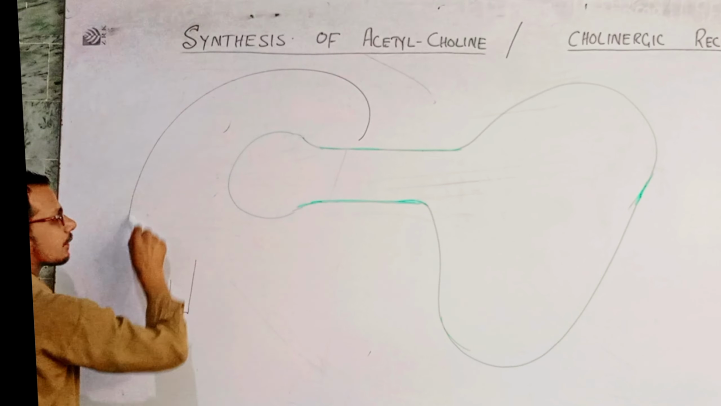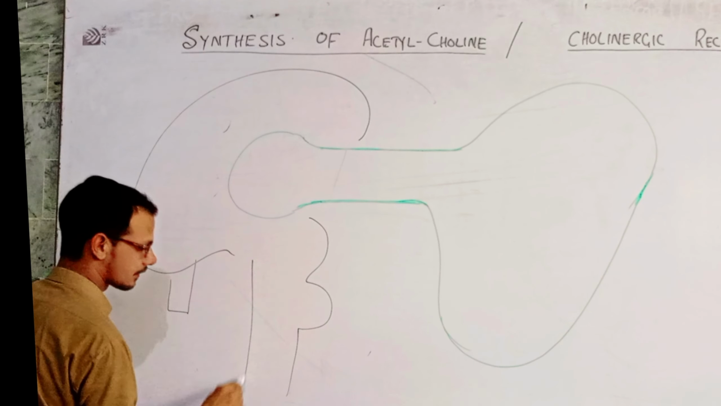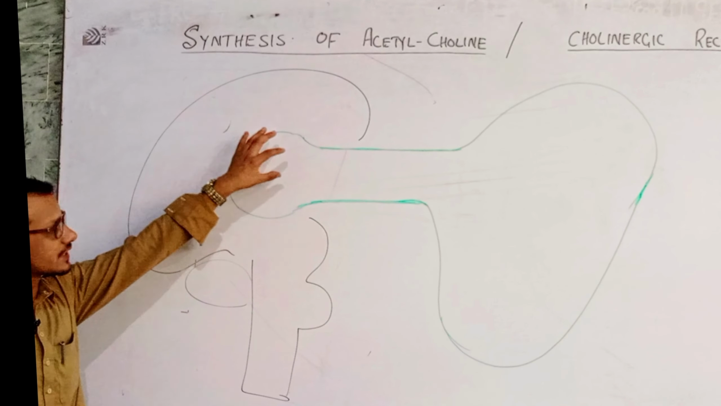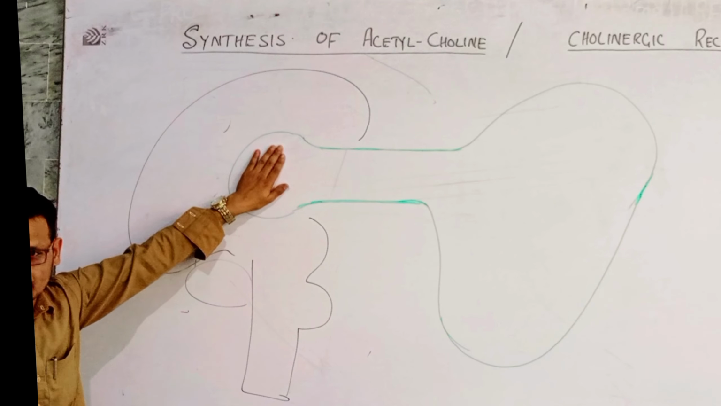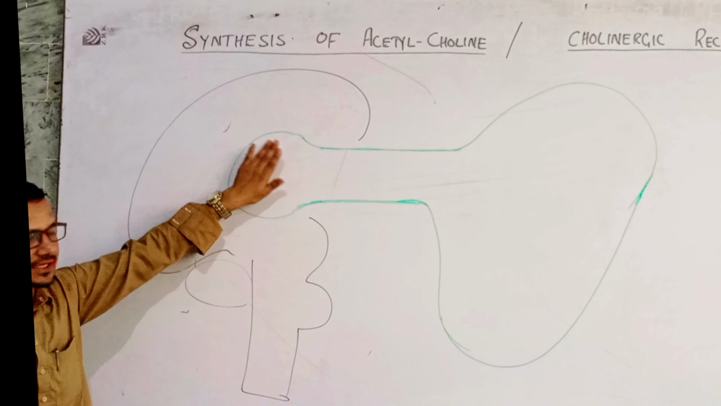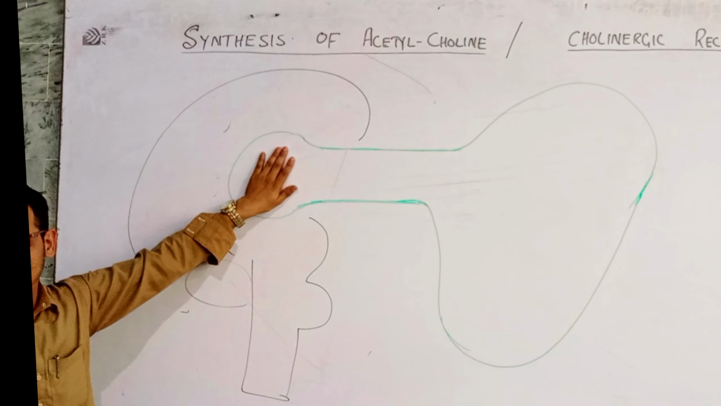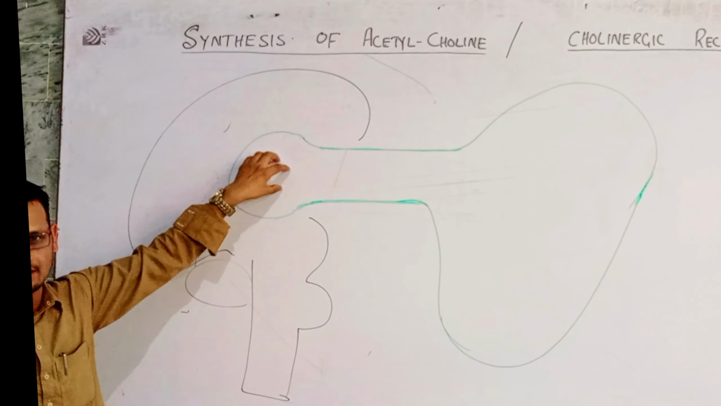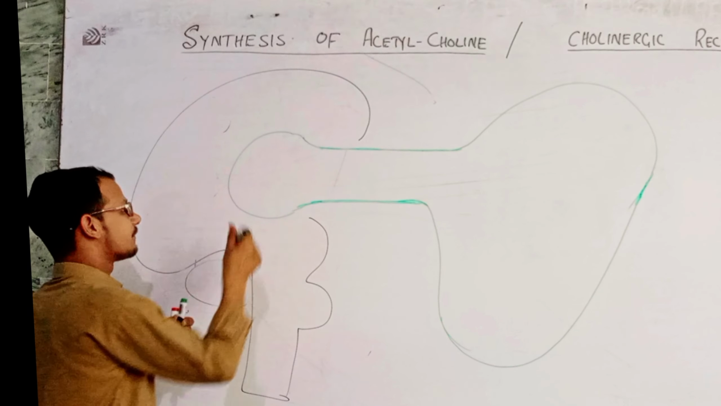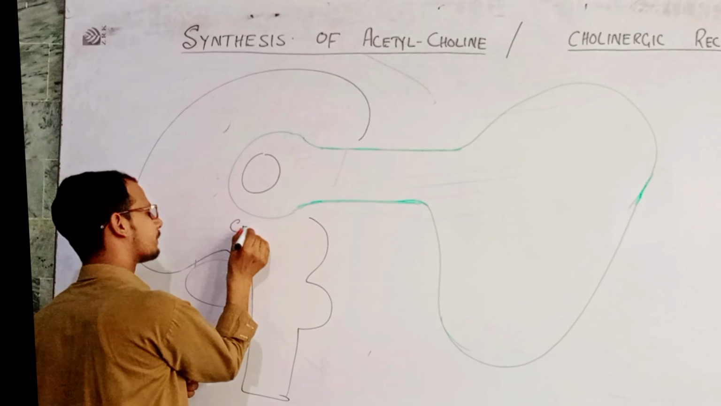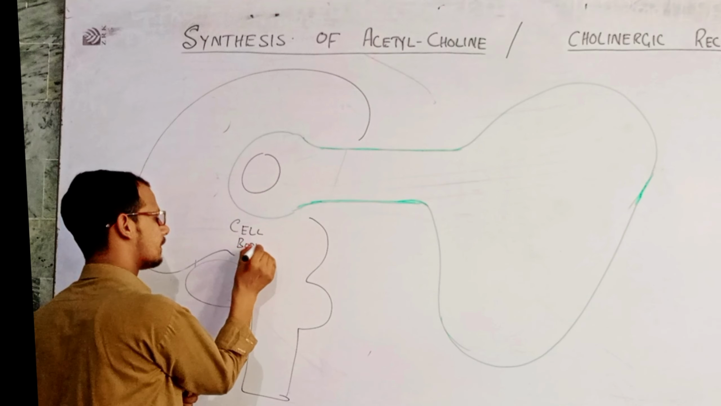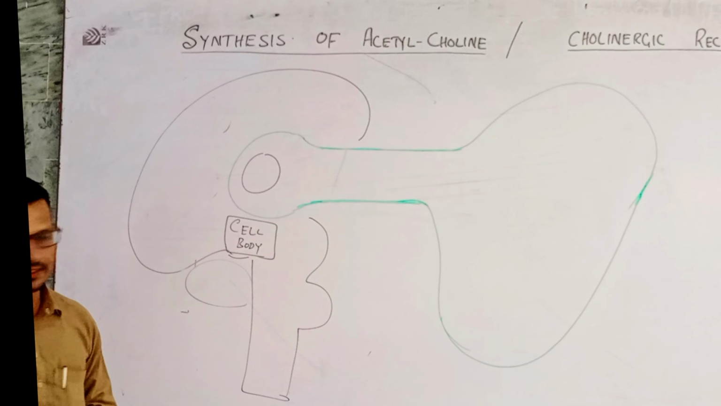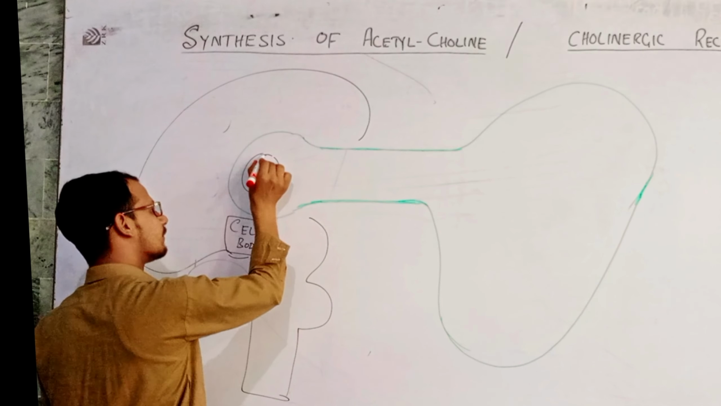But here, for example, this cell body is present in the brain, right? Some of the proteins are synthesized in cell bodies, but acetylcholine is not synthesized in cell bodies. Only the vesicles in which the acetylcholine will be enclosed are synthesized in cell bodies, because this cell body has a nucleus. This is the cell body of a cholinergic neuron. This is a cholinergic neuron, right?